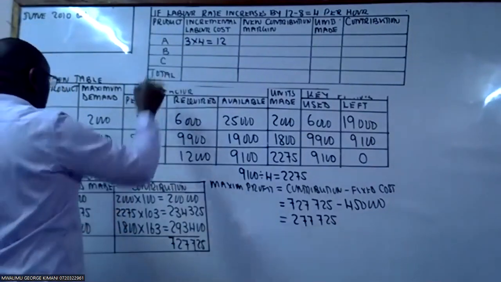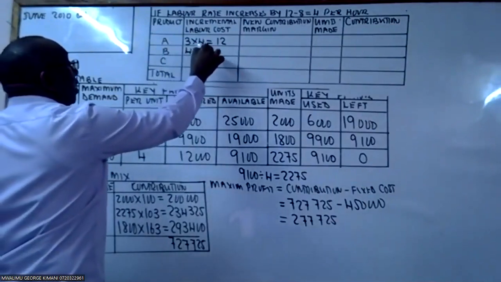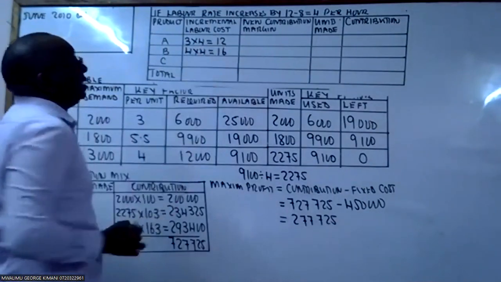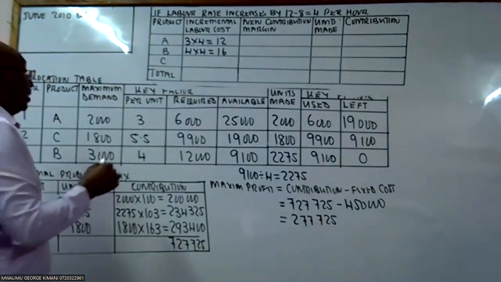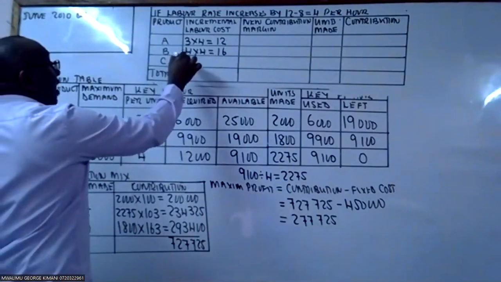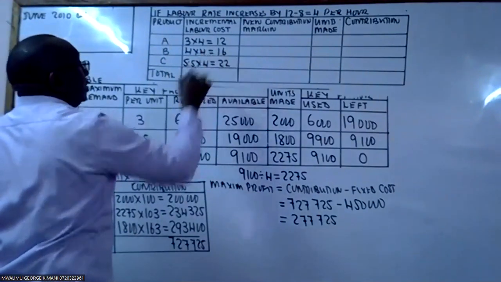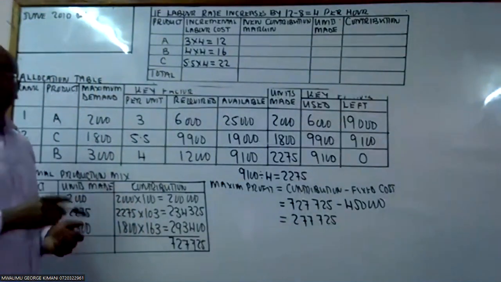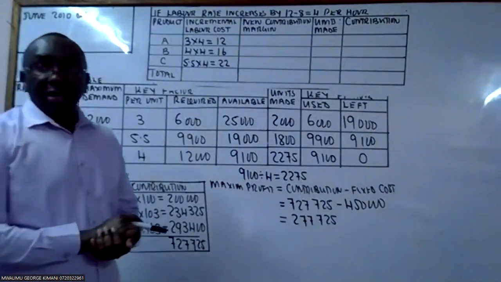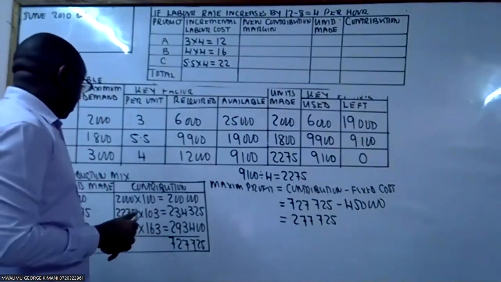Product B, which had 4 hours, times 4, it will now be more expensive by 16 shillings. And product C, which had 5.5, multiplied by 4, it will now be more expensive by 22 shillings. So what will be the new contribution?